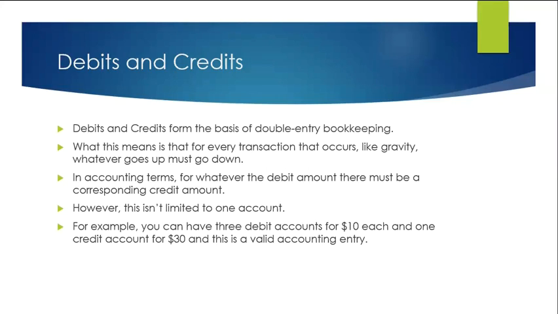Debits and credits. So now we're going to look at the exciting world of double entry bookkeeping. Debits and credits form the basis of double entry bookkeeping. What this means is that for every transaction that occurs, like gravity, whatever goes up must go down. So in accounting terms, for whatever the debit amount is, there must be a corresponding credit amount.